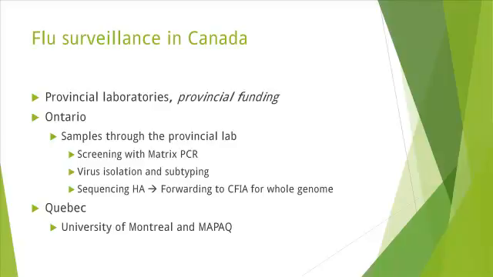So they are screening, just like with the USDA program: virus isolation, subtyping, and then they're sequencing HA immediately. Then they forward the isolates to the CFIA, which is actually doing the whole genome sequencing. This has been going since 2012. We have not seen very much of that data yet, so I'm very interested to see what will come from that.